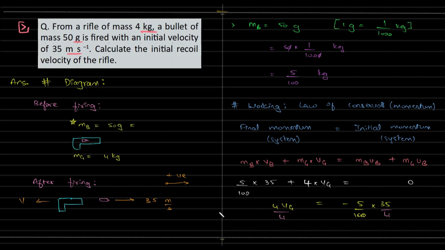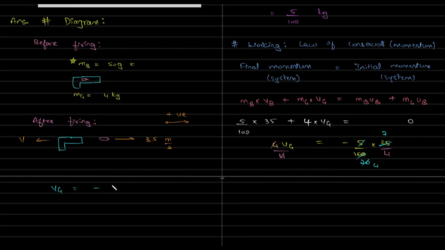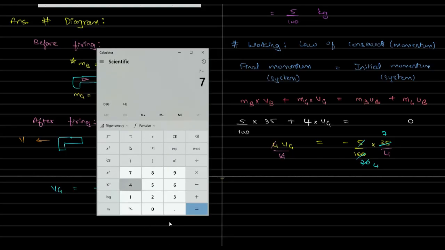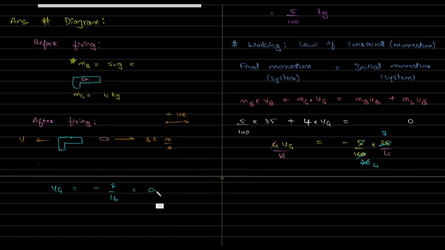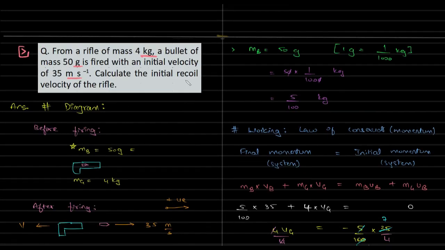First, let me divide 4 on both sides and then start the cancellation. 5 ones are 5, 20s are, then 5 fours are 5, 7s are. So 7 by 16. Vg is equal to minus 7 by 16. This you need to divide. Normal division: 7 divided by 16 is 0.4375. So minus 0.4375 meters per second. Calculate the initial recoil velocity of the rifle.